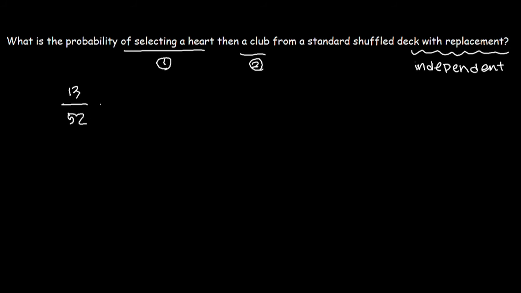And then it says with replacement, so you're going to be replacing the card that you pull out. So you're going to end up with the same number, 52, at the denominator for the club one. The probability of selecting a club the second time has 13 in the numerator because there are a total of 13 clubs in a standard deck of cards. So this is basically the simple expression that you'll be reducing to get your answer.